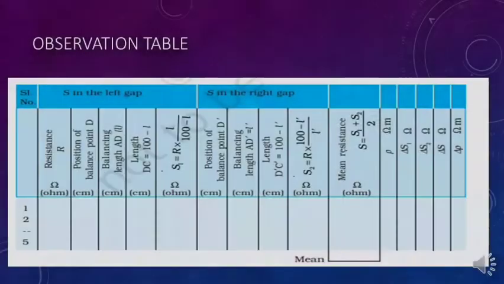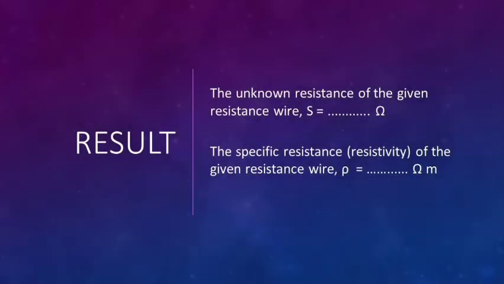So this is the theory. This is the observation table. When we do the practical, you can fill in this observation table. From the result of the meter bridge, you can calculate the unknown resistance of the given resistance wire, and the specific resistance using the formula rho equals S A upon L. The rest we will do in the practical.